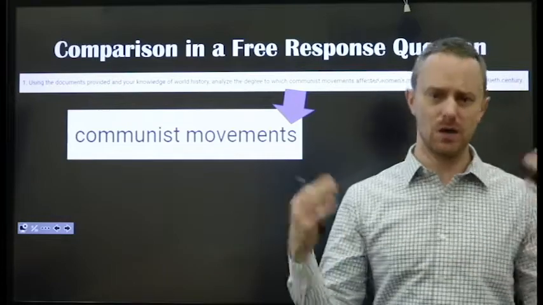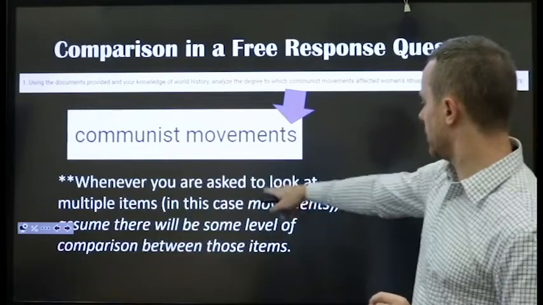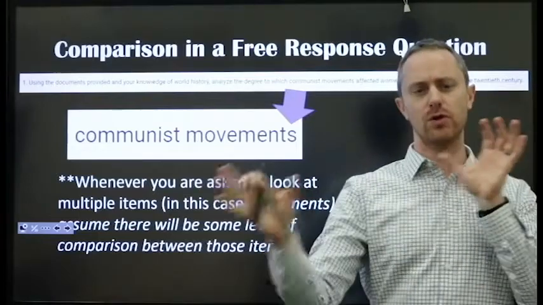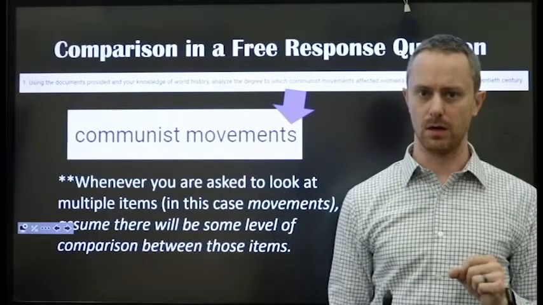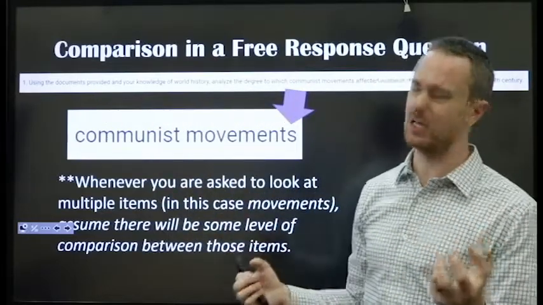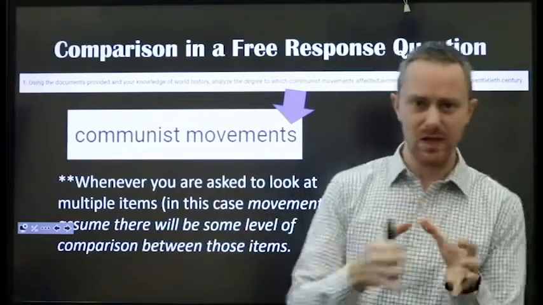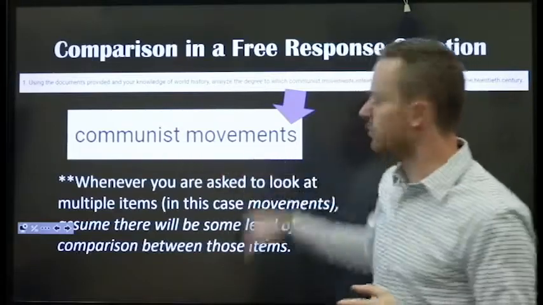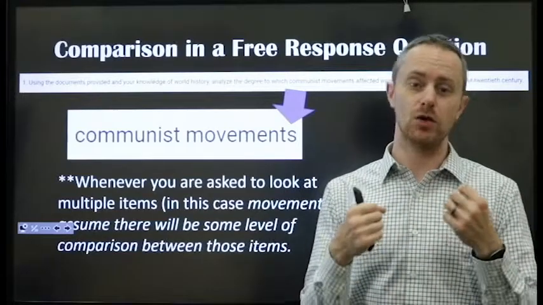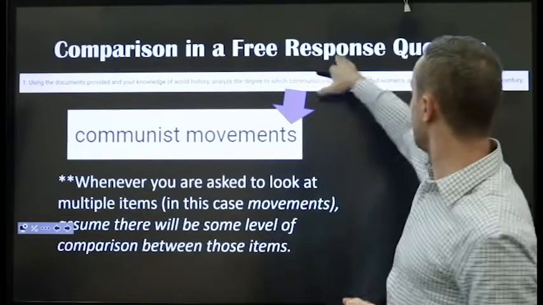Now, before we get into the content, don't worry about the content. We haven't covered that yet. Again, I want you to pay attention to the multiple items. So movements, that S right there, tells you that there's more than one thing that you're comparing. In other words, as you look at these documents, obviously there's multiple documents, but even if it's an LEQ, there's nuance, there's differences within these movements, okay, these communist movements. They don't look identical in each time or in each place. So as a good historical thinker, you're able to compare those similarities and differences in a free response question.